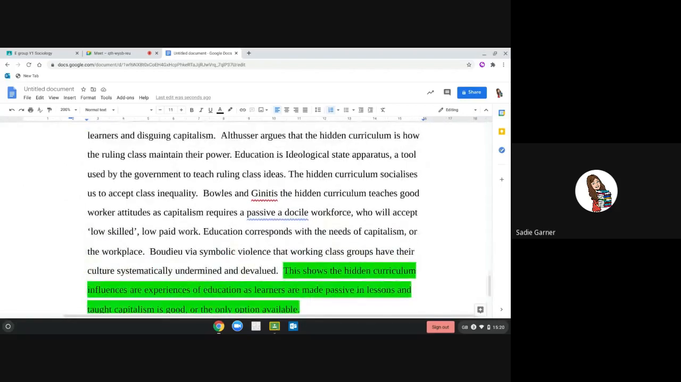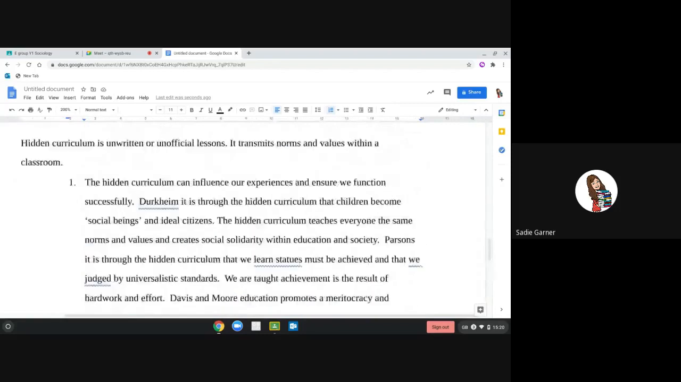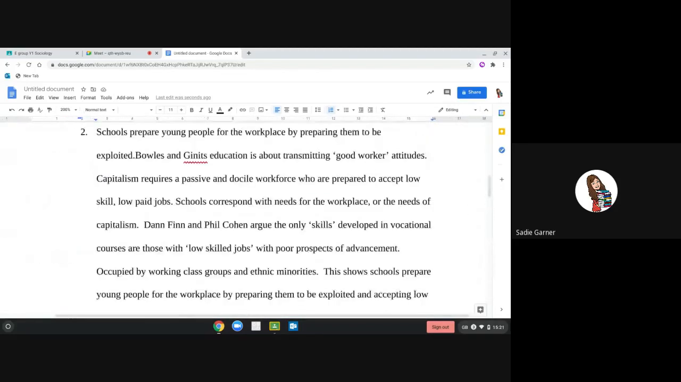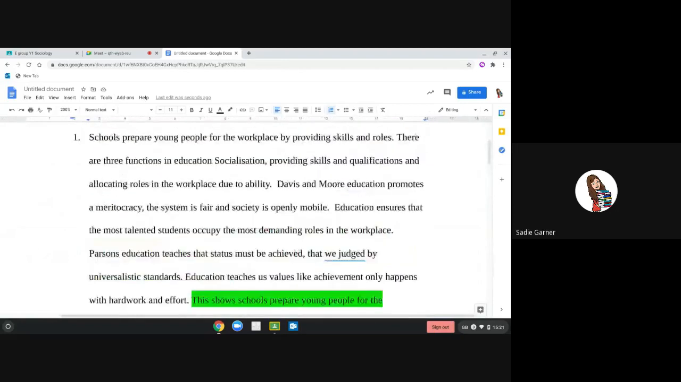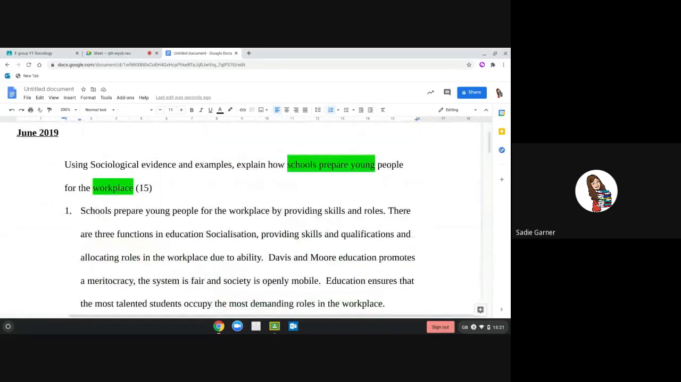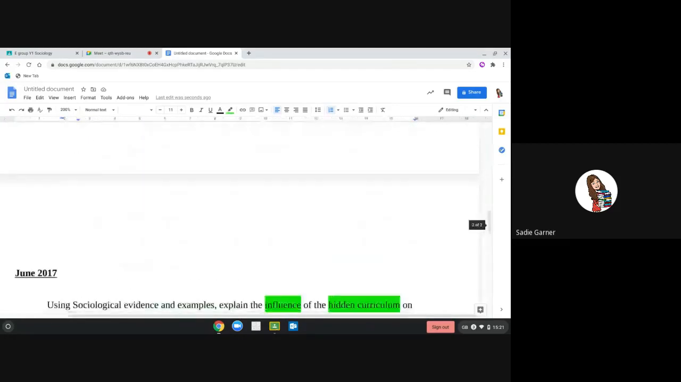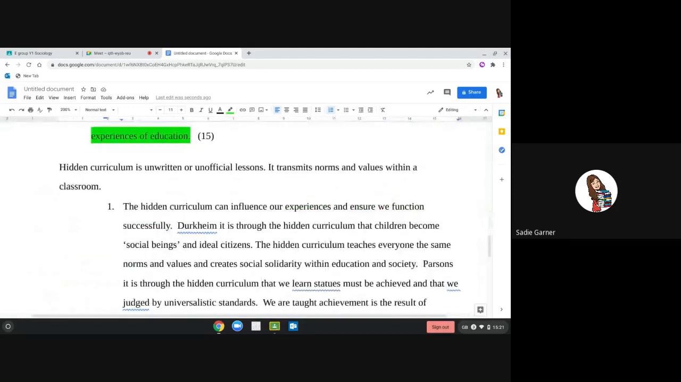Okay, so those are those two essay questions, hidden curriculum and also the schools preparing young people for work. If you have any questions, let me know. But I modelled one obviously before, I've modelled two now, and then I'm just kind of scaffolding it for you so that you'll feel nice and confident about the structure and things when you come to do one on your own.